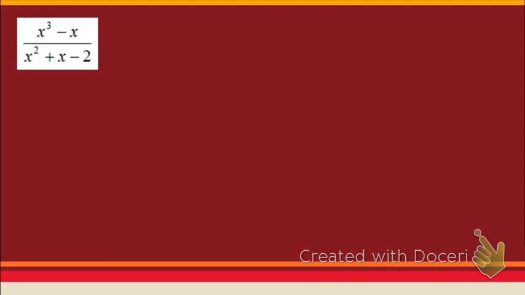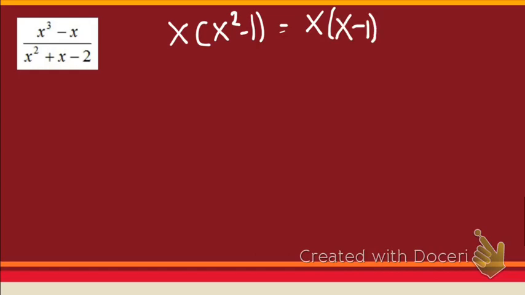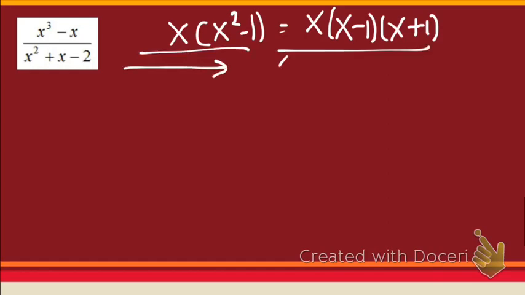Here's another one. Let's factor the top and factor the bottom. So we can pull out an x, and we're left with x squared minus 1 in the numerator. And then we can factor that even further, and that's a difference of two squares. Alright, so that's going to be the numerator factored. The denominator factored, we can rewrite as x plus 2 times x minus 1. Alright, so step 1, factor.